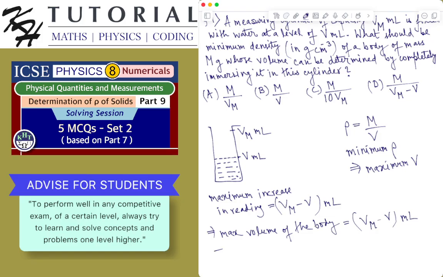Okay, so this implies minimum density. If I denote the minimum density as rho min, it will be equal to the mass, which is fixed and given as m, divided by Vm minus V. This much gram per centimeter cube should be the minimum density of the body having a mass of m gram, whose volume can be measured using this measuring cylinder, that is, a measuring cylinder having a capacity of Vm ml, initially filled with water at a level V ml. So the correct choice is D. D is the correct choice.